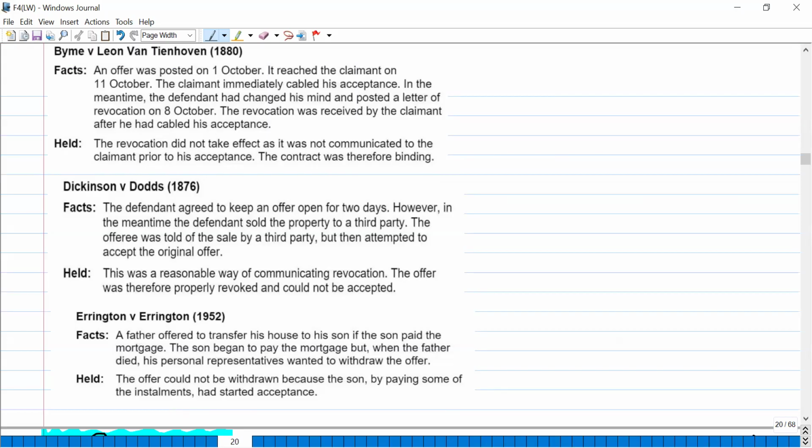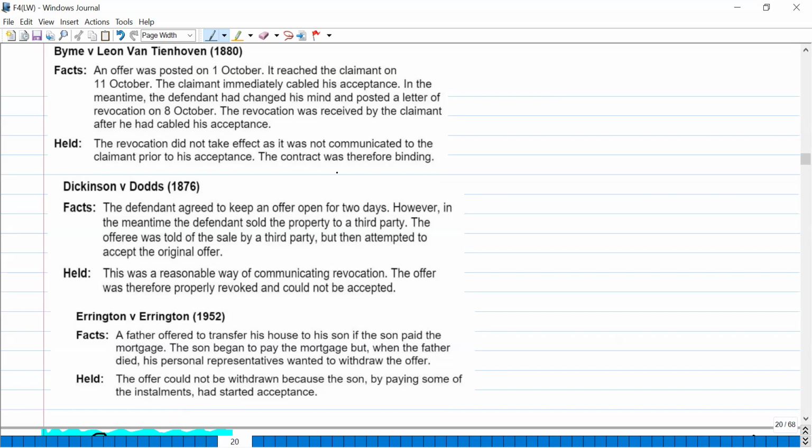Because the revocation was communicated. And if the revocation was communicated before acceptance, the offerer could have cancelled the contract at any time. An offer was posted on 1st October. It reached the claimant on 11th October. The claimant immediately cabled his acceptance. In the meantime, the defendant had changed his mind and posted a letter of revocation on 8th October. The revocation was received by the claimant after he had cabled his acceptance. The revocation did not take effect as it was not communicated to the claimant prior to acceptance. The contract was therefore binding.